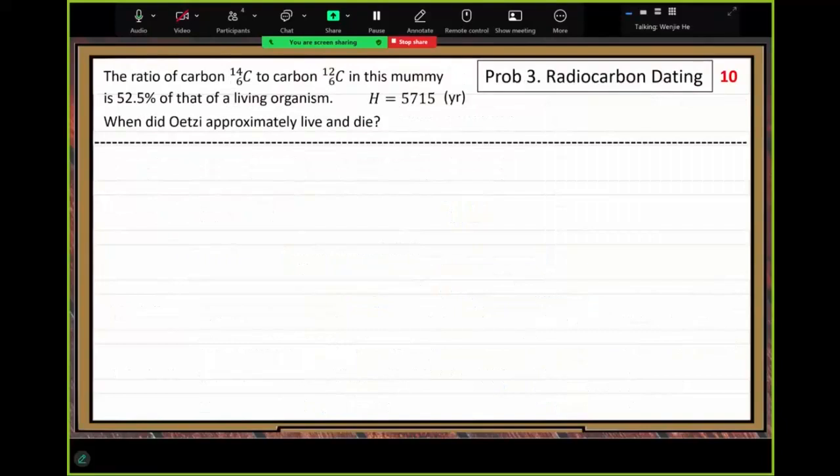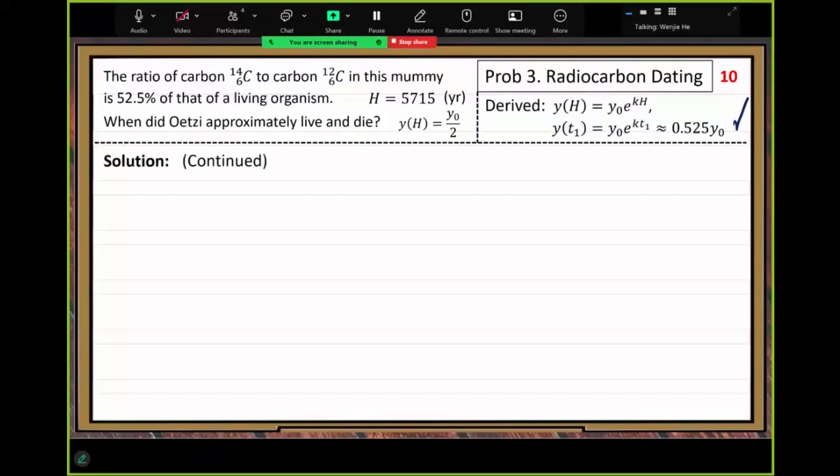Because decay from 52.5 to 50 is based on further decay, you get 50%. So at T1, we have this equation. Now we want to calculate T1.